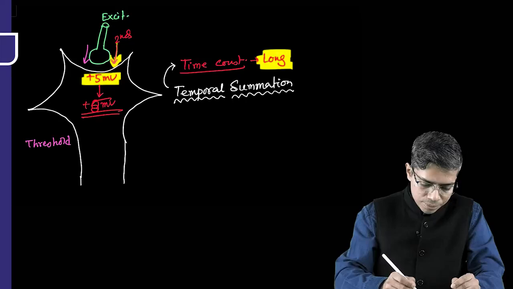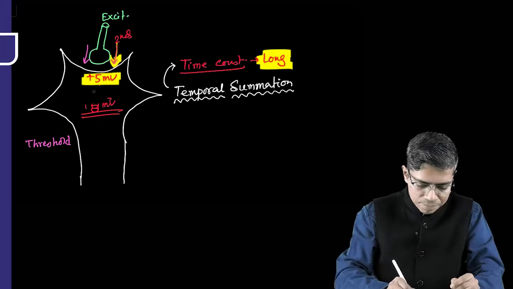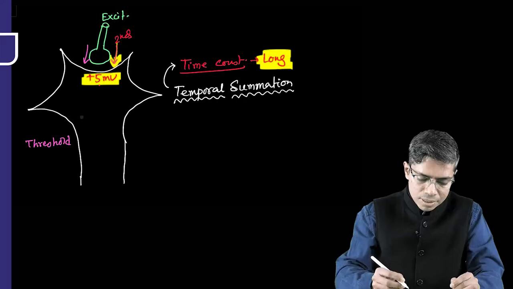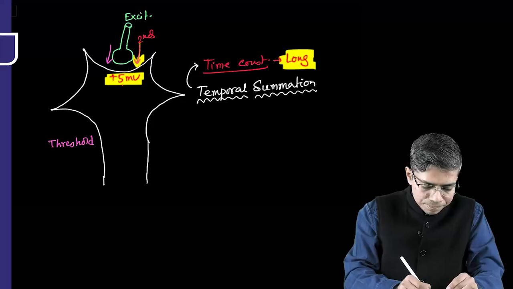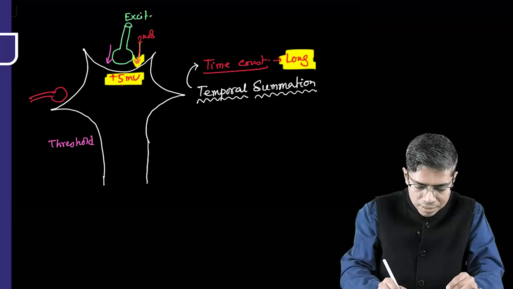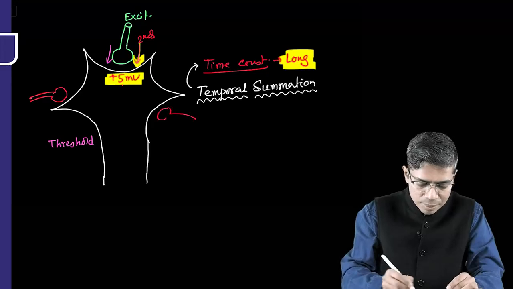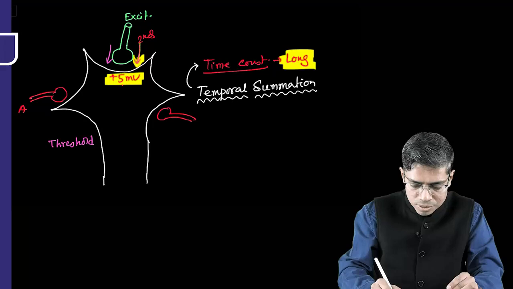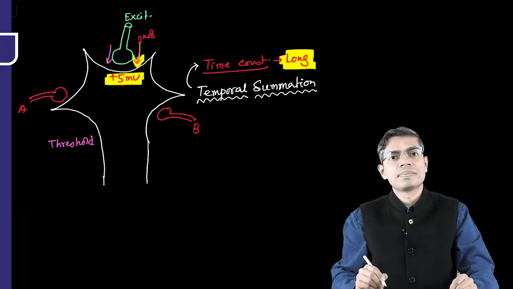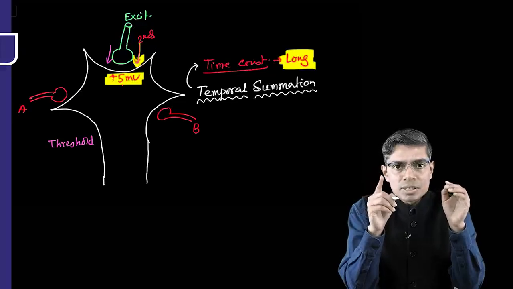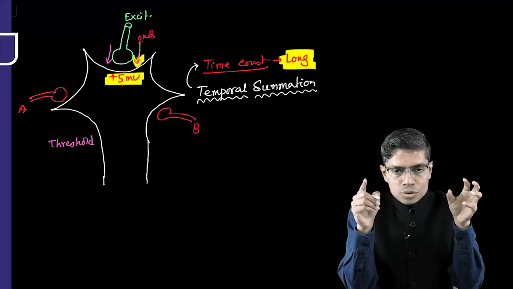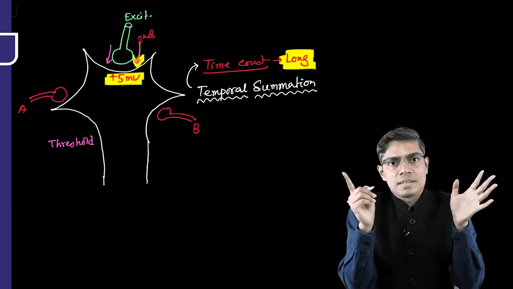Now, what about spatial summation? In spatial summation, suppose again the same thing: one neuron is here, and another neuron is here. For spatial summation, you require two neurons. Suppose this is neuron A and neuron B, and you are giving stimulation through these two neurons simultaneously.